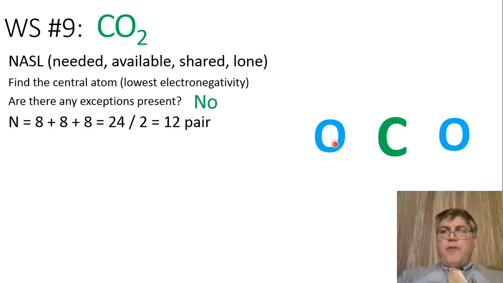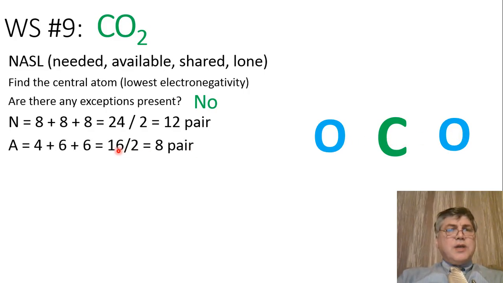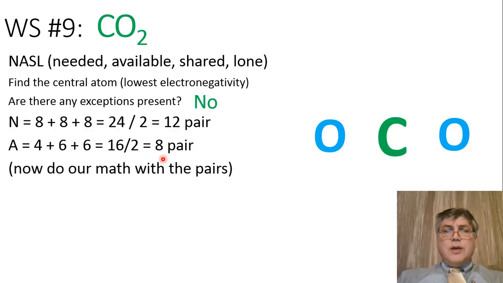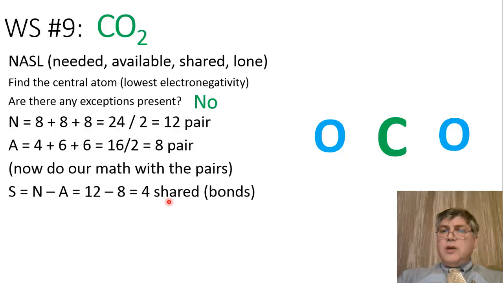When we look at what everybody brings to the table, though, we find out we don't have 12 pair. Carbon here is in group 14. It has 4 electrons. And each oxygen is in group 16, or 6A, so they bring 6. So we have 4 plus 6 plus another 6, and that's 16 electrons, or 8 pair. So if we need 12 and we only have 8, we've got to do some sharing. So 12 minus 8 is 4.